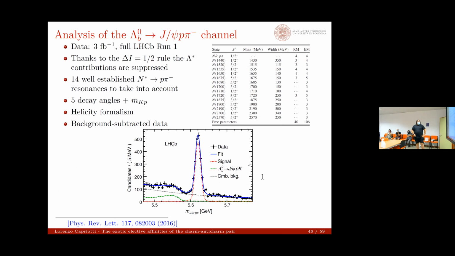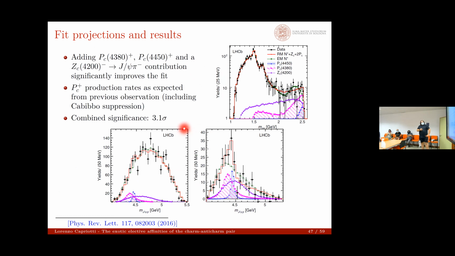So this is the analysis of the Cabibbo suppressed decay. Again, that's an amplitude analysis using all the known N stars to p pi excited states. Again, a 6-dimensional fit with helicity formalism and background subtracted data. You can see the Lambda_b peak here. And actually, not only do we observe both pentaquarks, but also another charged pentaquark candidate for free. So the production rates are what we expect from the previous observation, including, of course, the Cabibbo suppression. So we have a combined significance of 3.1 sigma for both states, which confirms that they are not due to rescattering, but they are indeed true resonances.